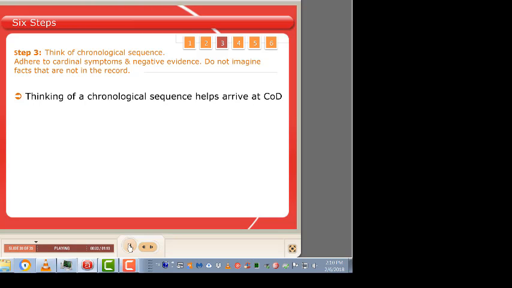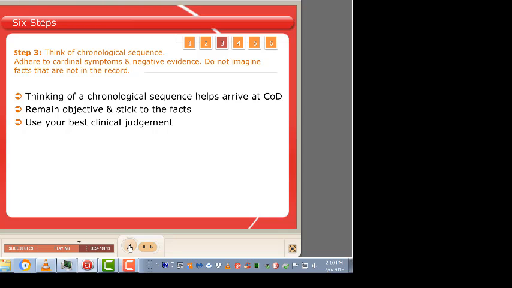Adhere to the cardinal symptoms and negative evidence provided, and do not imagine facts that are not in the record. It's crucial that you use your best clinical judgment but not make assumptions or jump to conclusions. Remaining as objective as possible and sticking to the information provided in the record will allow you to have standardized codes and produce quality data.